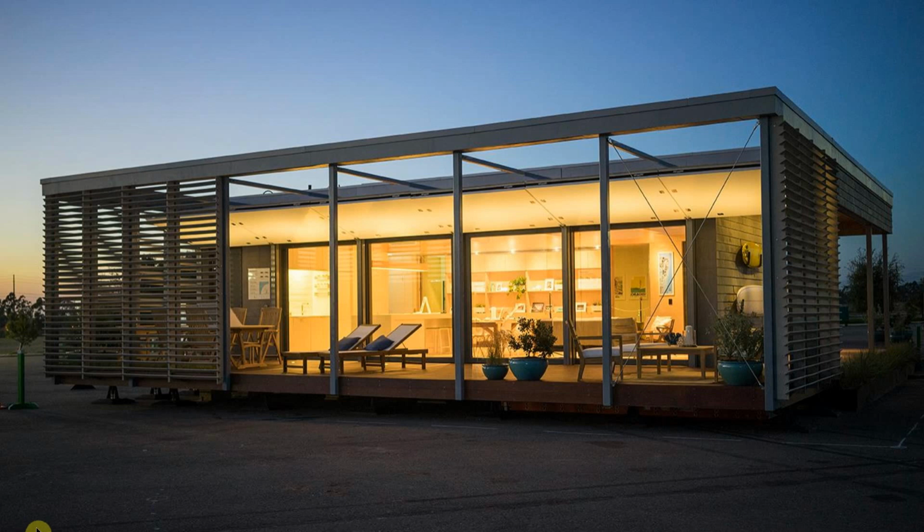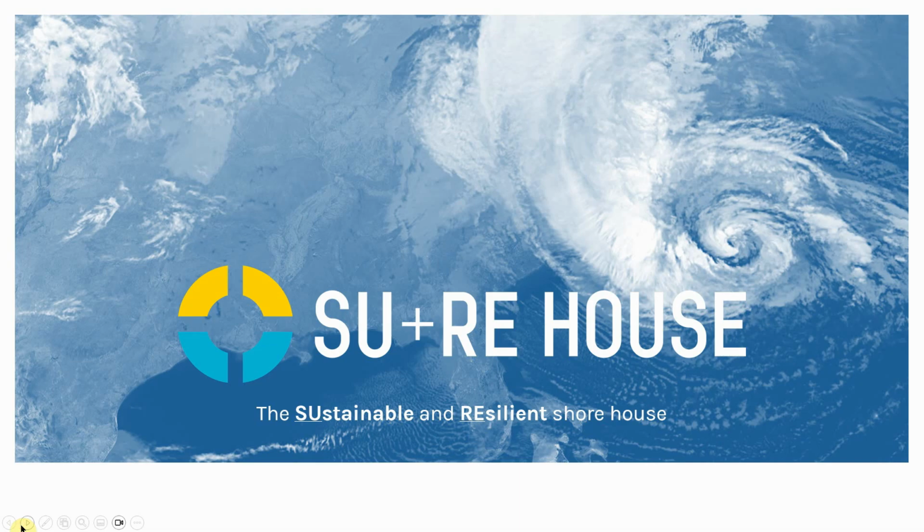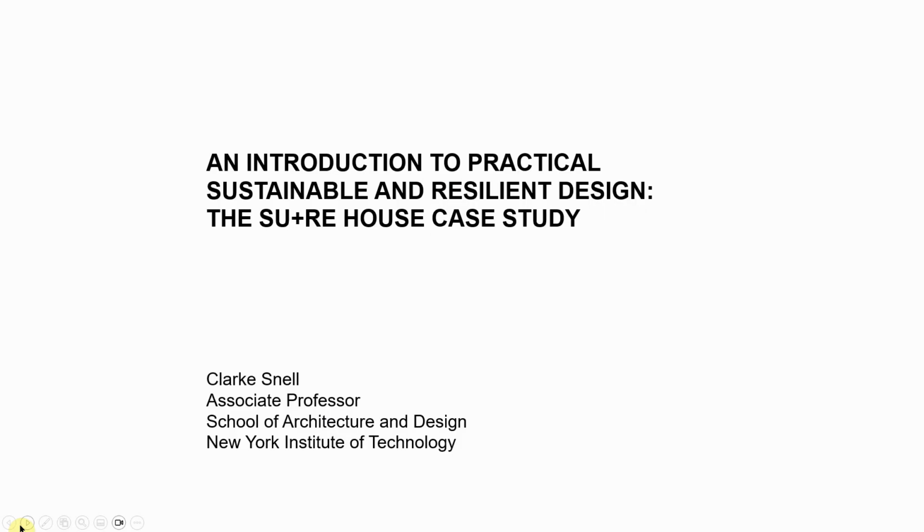This is the story of this building. It's called the SU+RE House, and it was intended as a sustainable and resilient prototype for coastal housing. I'm talking about it as an introduction to what I would call practical and sustainable resilient design. So it's a case study, and as such, I think we need to start at the beginning and talk about terms. So what is sustainable and what is resilient?